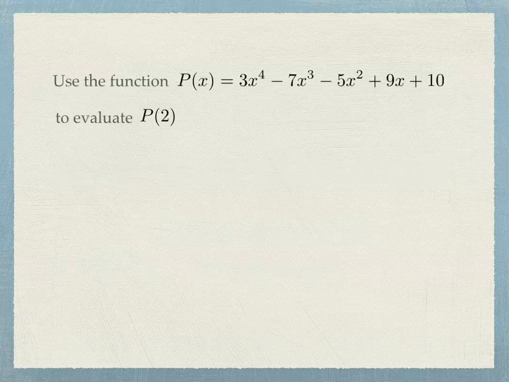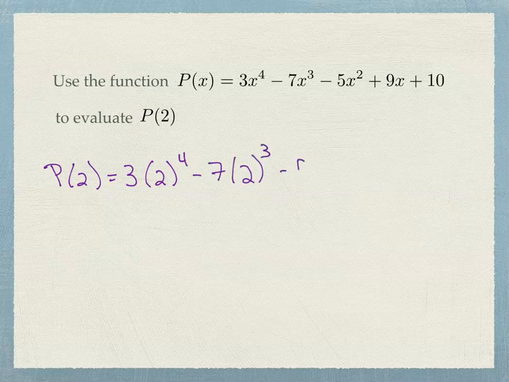So if I have this polynomial function, 3x to the fourth minus 7x cubed minus 5x squared plus 9x plus 10, and I want to evaluate p of 2. Well, that's kind of a pain, right? So I have to go into this function. I have to say p of 2 is going to be 3 times 2 to the fourth minus 7 times 2 to the third minus 5 times 2 squared plus 9 times 2 plus 10. It's just a lot of calculating, and it's very easy to make a mistake.